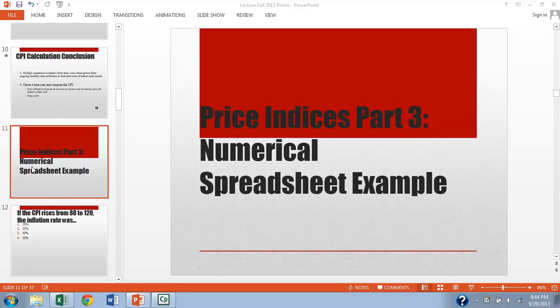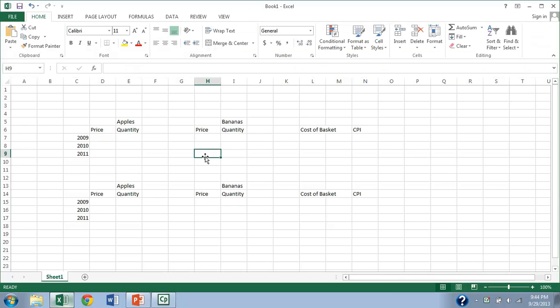Okay, so now I'm going to go through a whole new presentation of building a numerical spreadsheet example, because I accidentally left the microphone off on the last one. So let's say we have two different goods, apples and bananas. And our first step, of course, when the Bureau of Labor Statistics does its research, is to figure out what the market basket of the two different goods is.